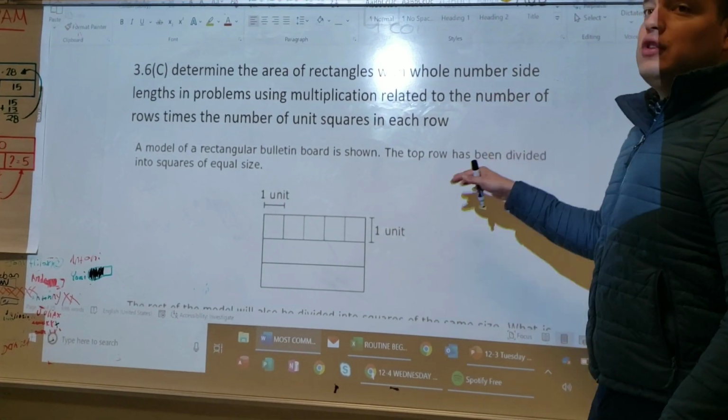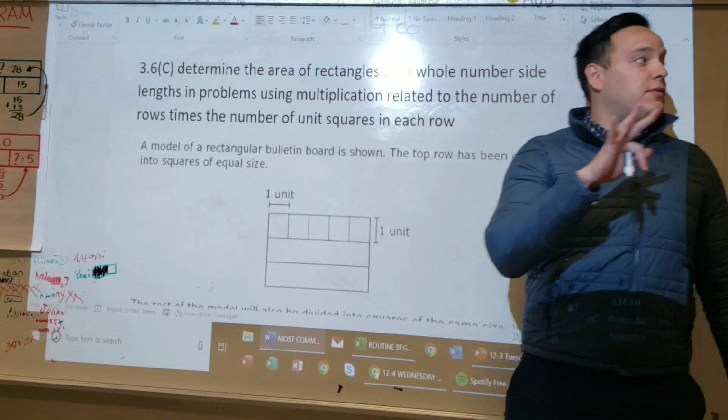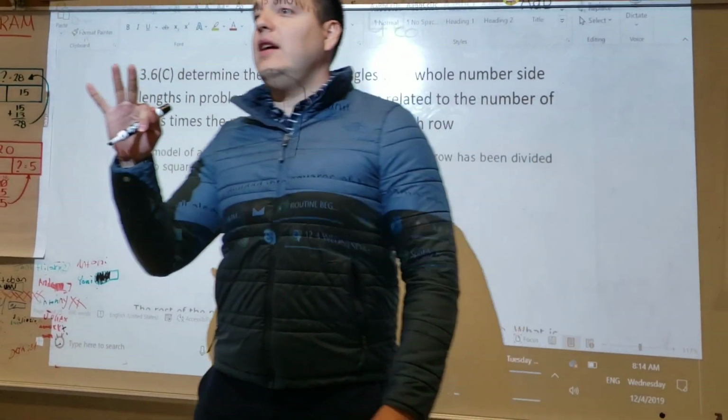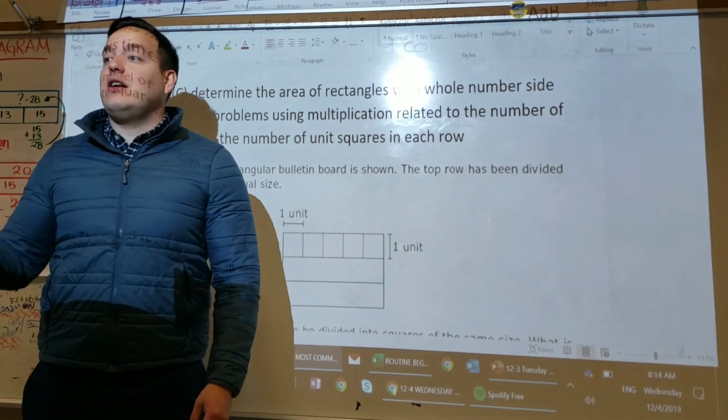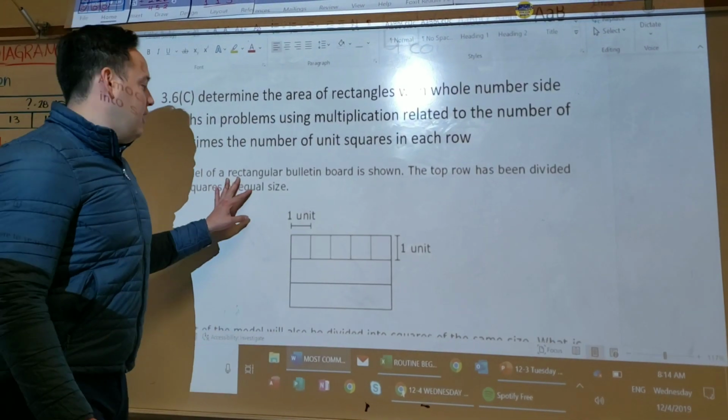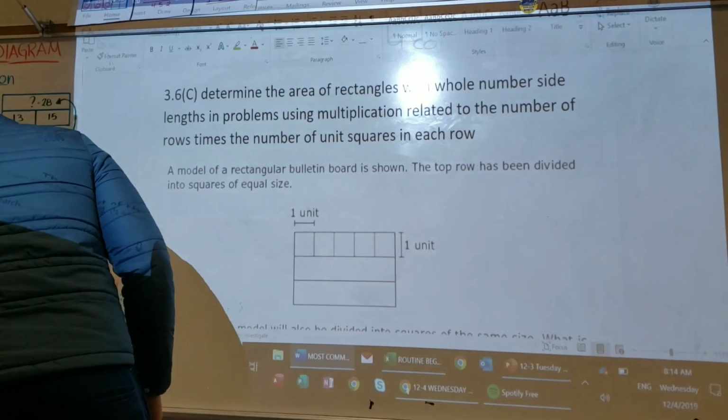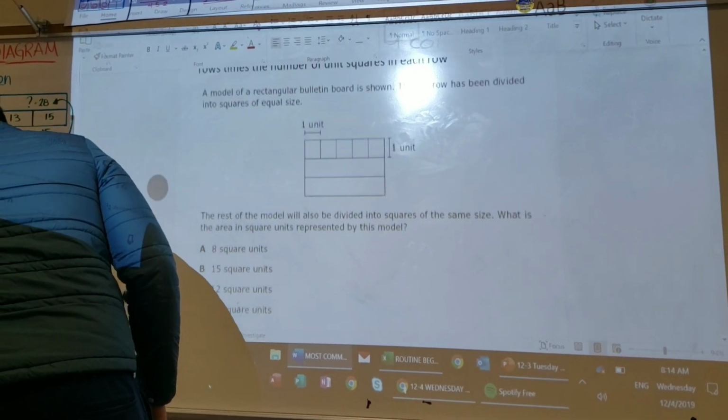Now, we're going to do three problems. These are the three different types of problems that we're going to be seeing on the test, on the ACP, and on the STAR, on the final exam, okay? Let's read the first type of problem that I have for you.